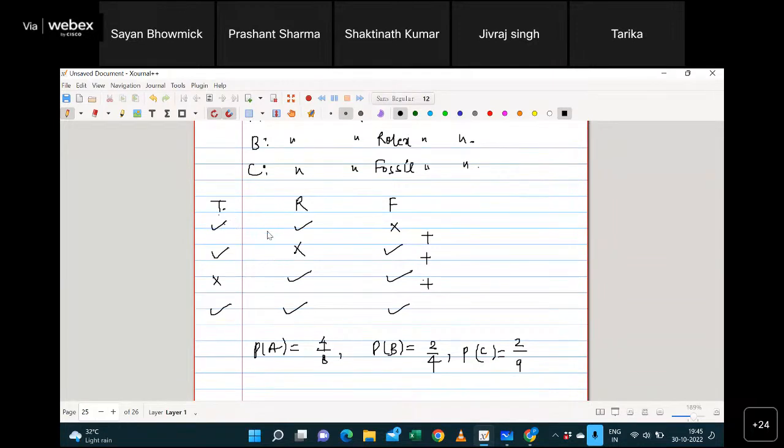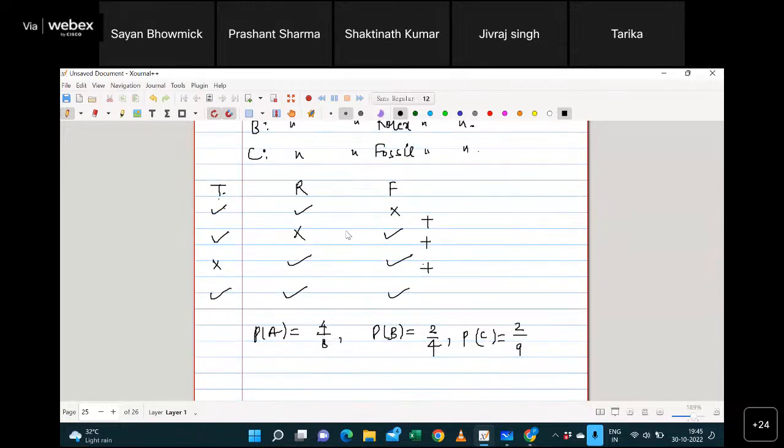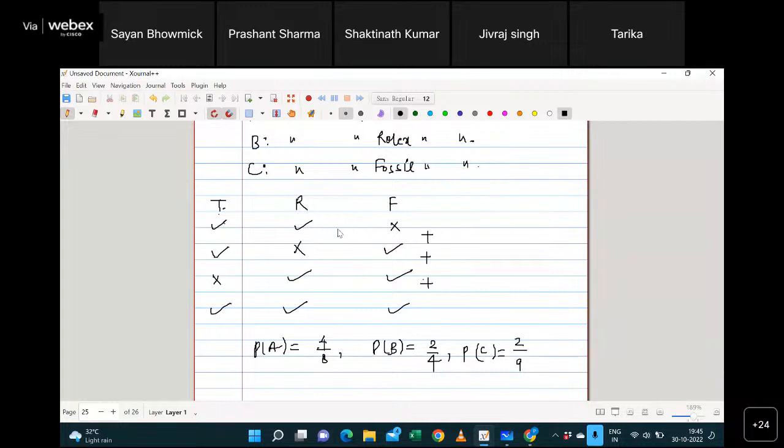Sir, for each correct, we can multiply, but for each wrong, we first subtract that from 1, then multiply. Yes, then multiply. See, why can we multiply? We have to consider at least 2 predictions as correct. So for these, I can write A and B and C complement, plus A and B complement and C, plus A complement and B and C, plus A and B and C.